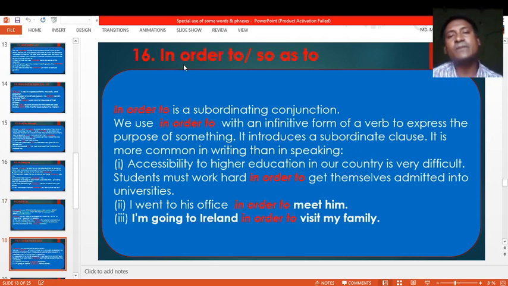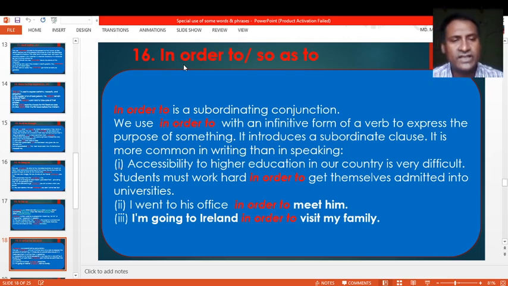Next slide. In order to or so as to. In order to is a subordinating conjunction. We use in order to with an infinitive form of a verb to express the purpose of something. It introduces a subordinate clause. It is more common in writing than in speaking. For example, accessibility to higher education in our country is very difficult. Students must work hard in order to get themselves admitted into universities. So in order to is used to express the purpose of something. So he said the purpose is to get themselves admitted into universities.